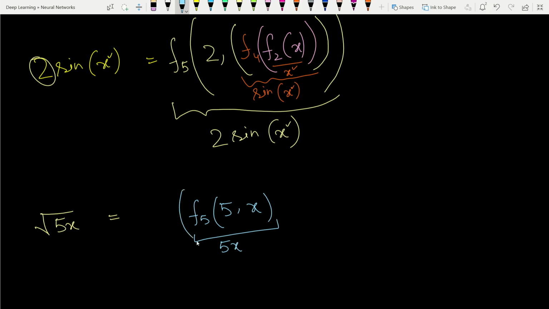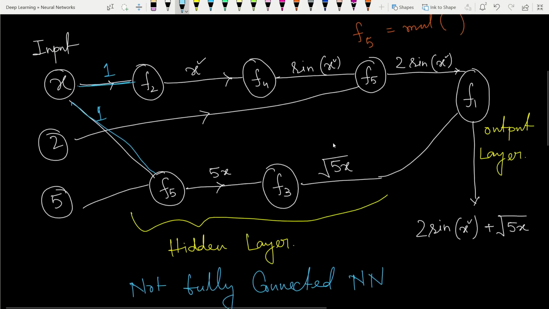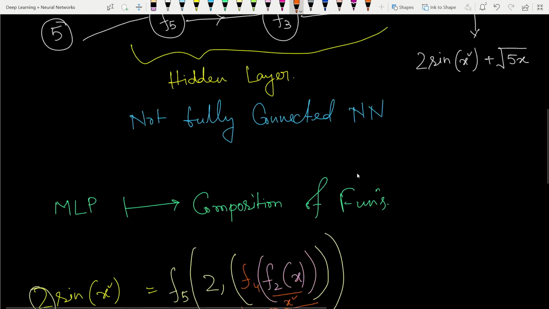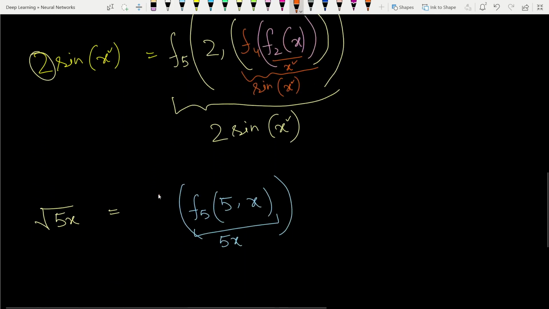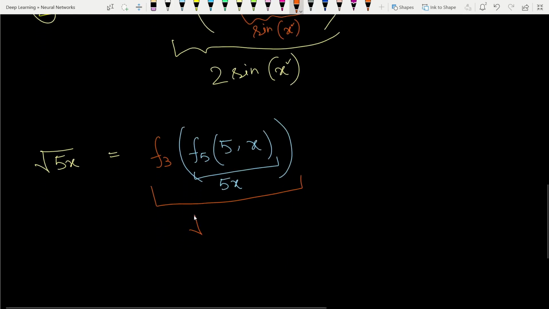Now using all of this as input, we have 5x, and we apply on top of it the square root function. The square root function is f3. So on top of it we apply the f3 function. Then we can consider the whole thing equal to root 5x. This is our final one.